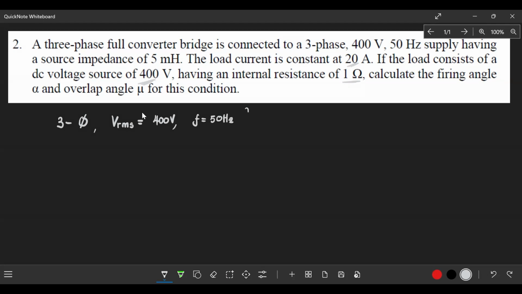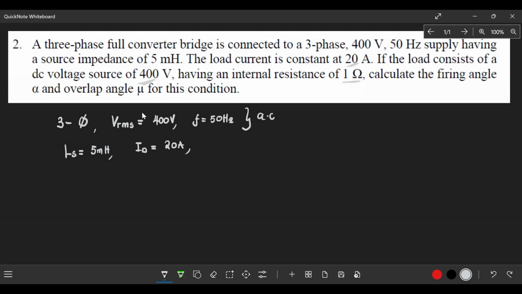Okay, so this information is for the AC part. Remember that we are converting this information to DC, isn't it? Also given is that the source inductance, LS, is 5 millihenry. The load current is constant, so this is the ID, or IO, whichever name we want to use. Give it 20 amps.